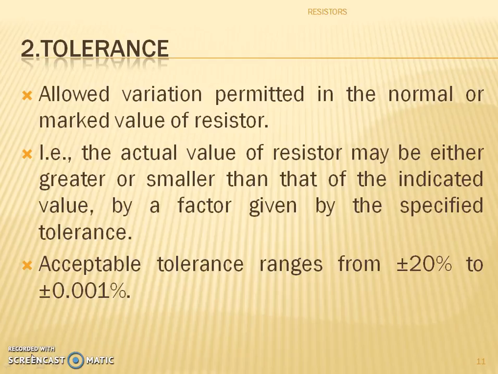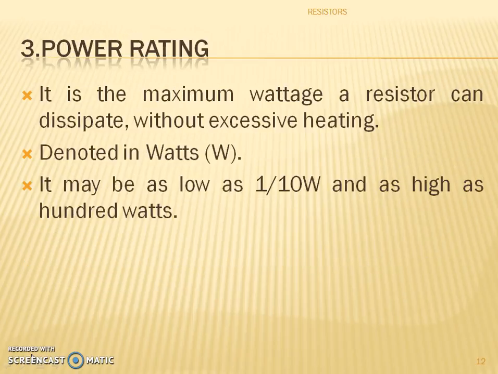The allowed variation permitted in the normal or the marked value of the resistor is what is tolerance. That is, actual value of resistor may be either greater or smaller than that of the indicated value by a factor given by the specified tolerance. Acceptable tolerance ranges from plus or minus 20% to plus or minus 0.001%.